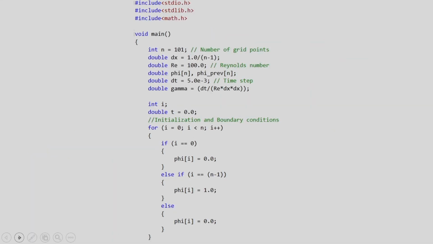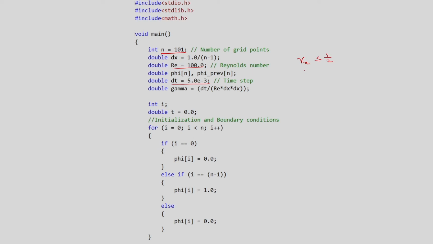So, you can see in the main function we have taken a total of 101 grid points in the y direction. The step size dx we have taken as 1 by n minus 1, Reynolds number we have considered as 100, and delta t we have taken as 5 into 10 to the power minus 3. So, what is the condition for stability? gamma x is less than or equal to half.